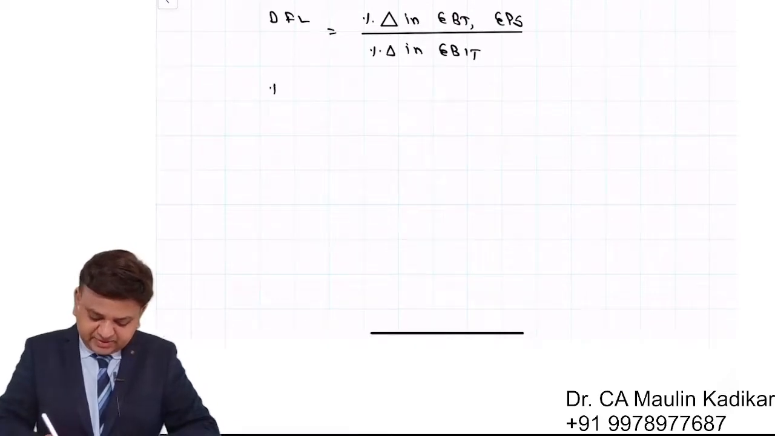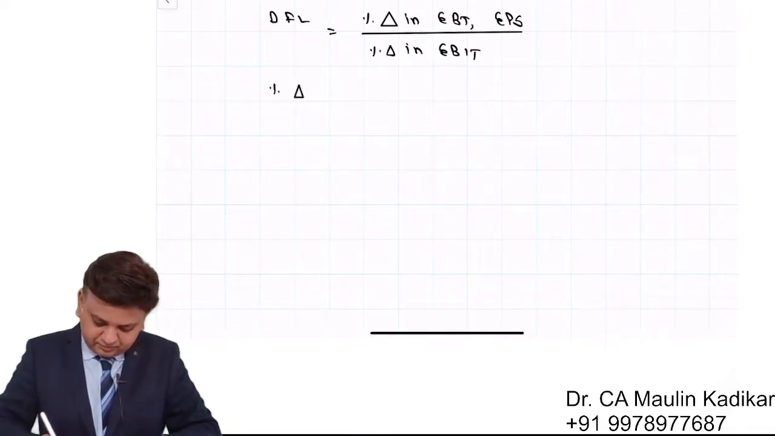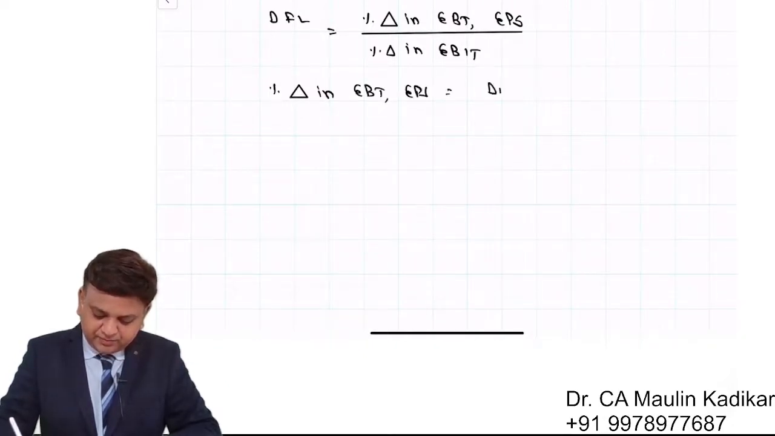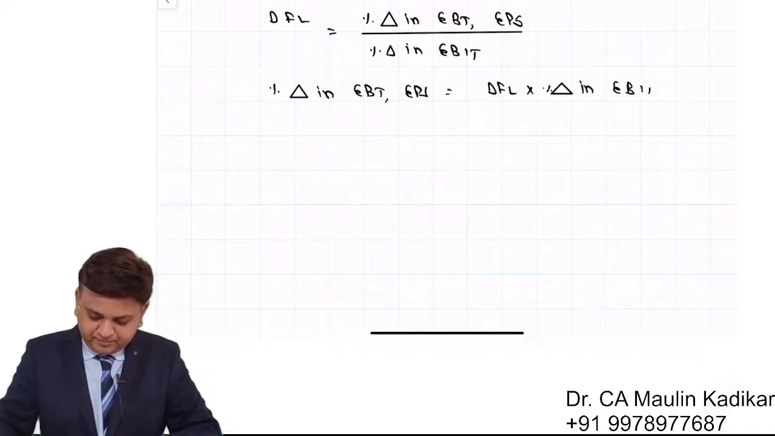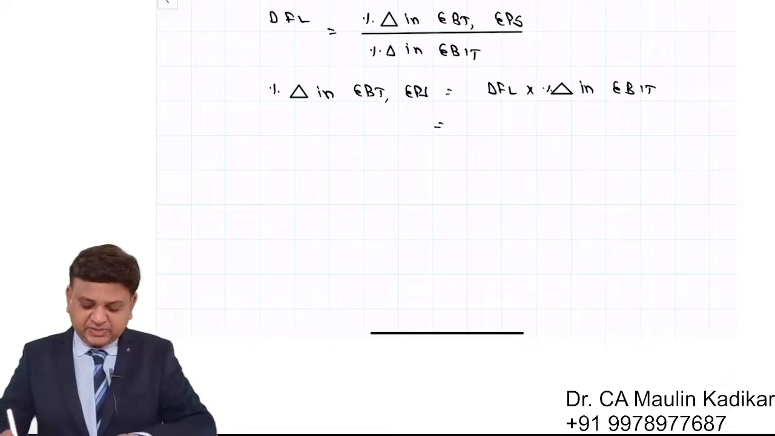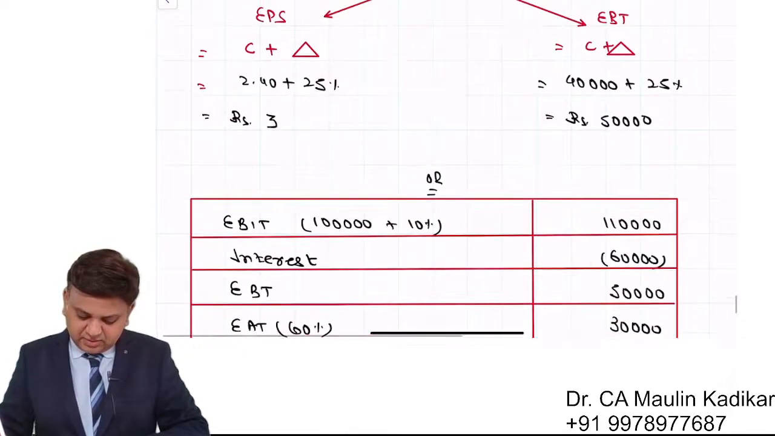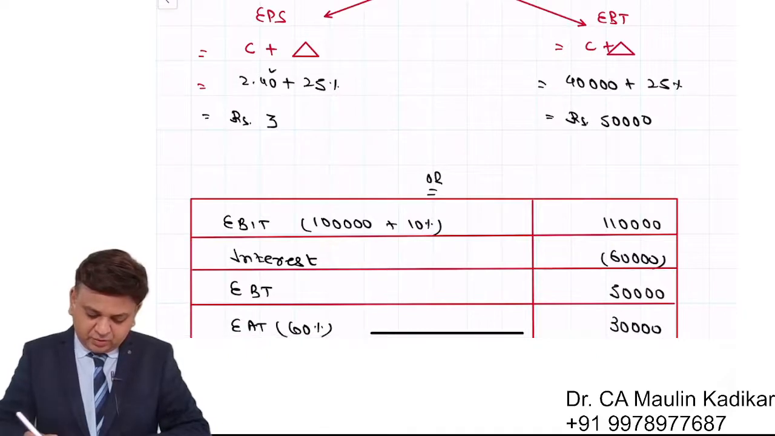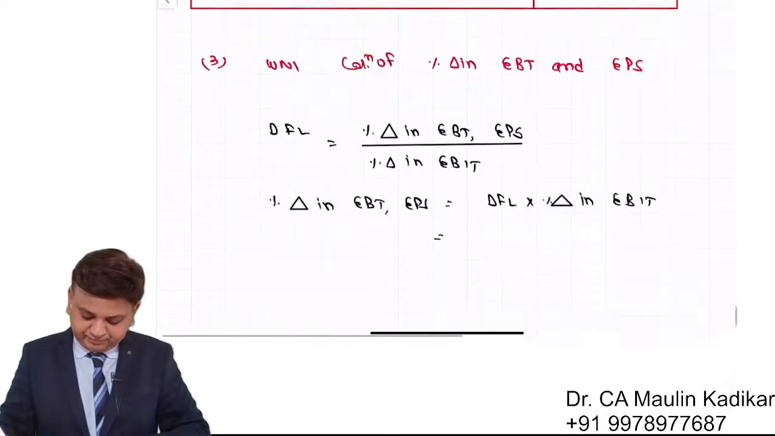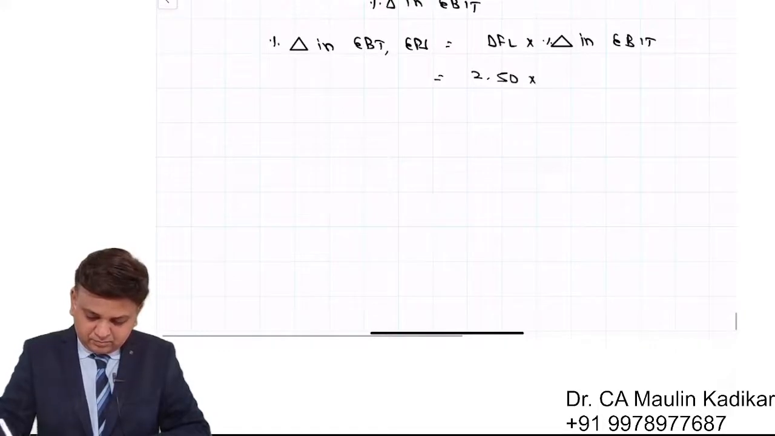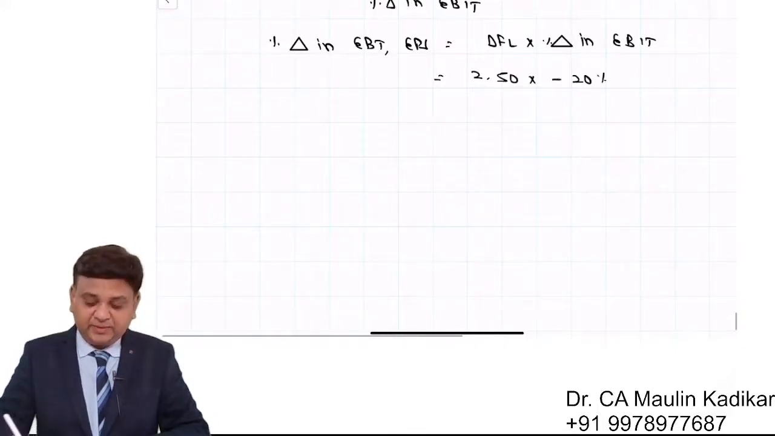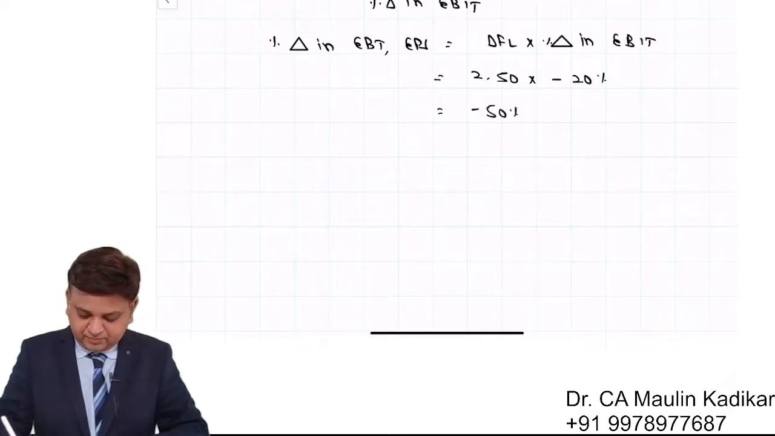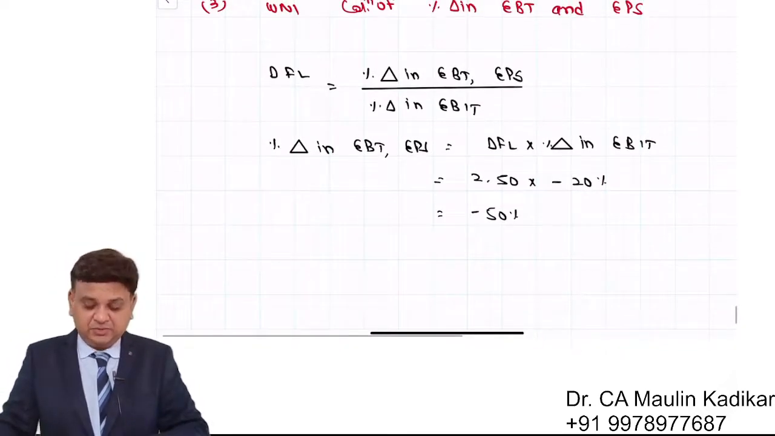So we can say that the percentage change in EBT, EPS is equal to degree of financial leverage into percentage change in EBIT. As far as the degree of financial leverage is concerned, it is 2.4, I'm sorry, 2.5 into negative 20 percentage. That comes to negative 50 percentage.